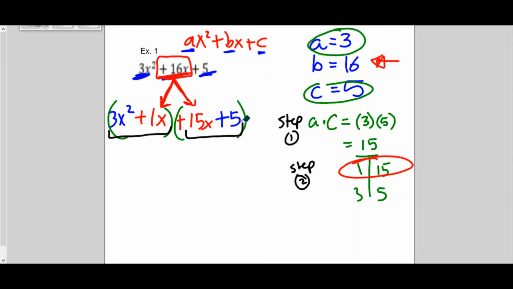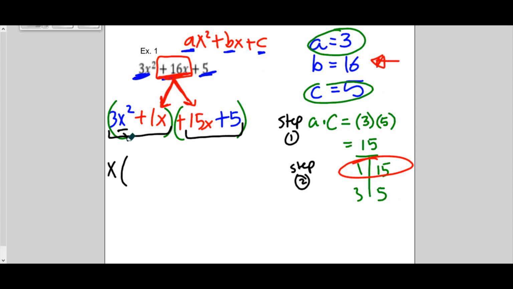There's no common number because 3 and 1 are only both divisible by 1. And then we have x squared and x. And if you don't recall, remember x squared is x times x, and x is just x. So we can pull out a common x. So just wanted you to remember that. So we're going to pull out a common x here.